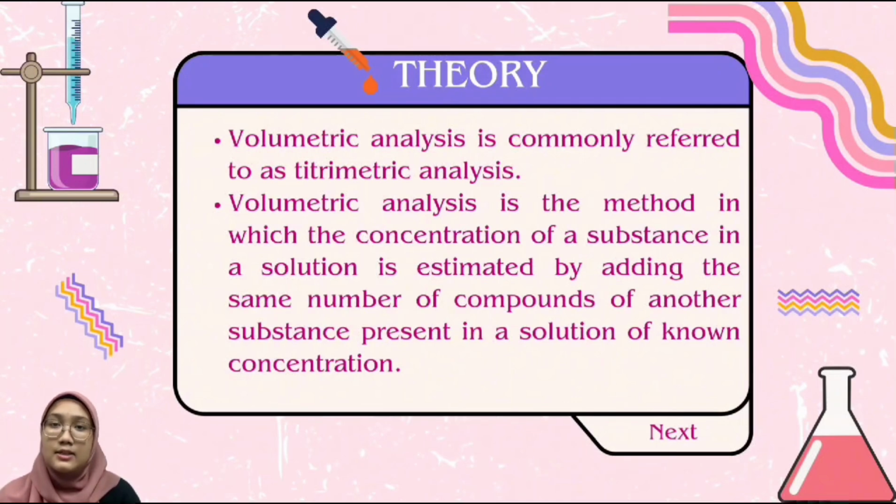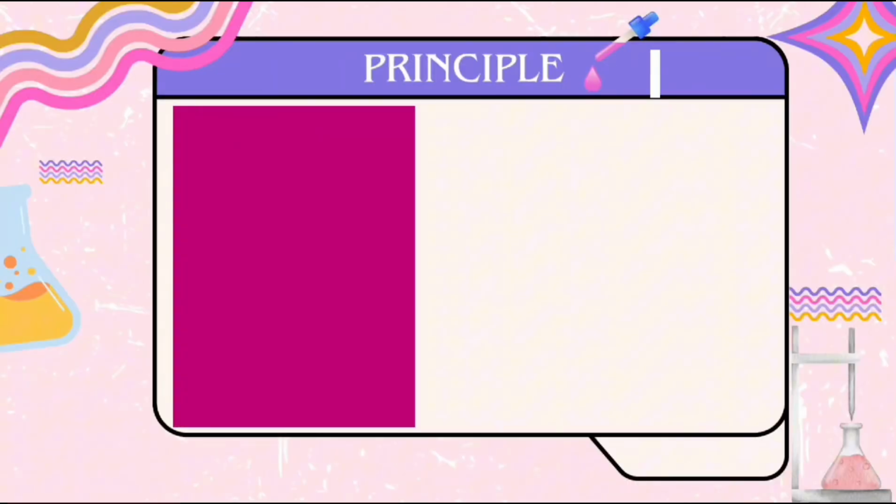Volumetric analysis is commonly referred to as titrimetric analysis. Volumetric analysis is the method in which the concentration of a substance in solution is estimated by adding the same number of compounds of another substance present in a solution of known concentration.